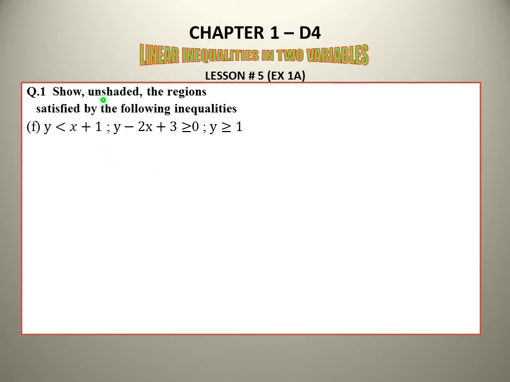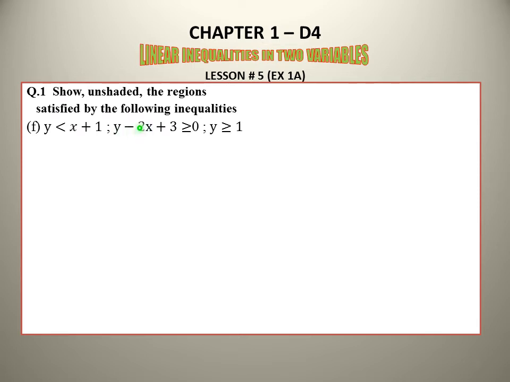This is F part of question number 1. Again, in this you are asked to leave unshaded the defined region. These are 3 inequalities. This inequality is written in gradient intercept form. This is not written in gradient intercept form. This is a horizontal line because it has only one variable, which is y. We will write this inequality in gradient intercept form.